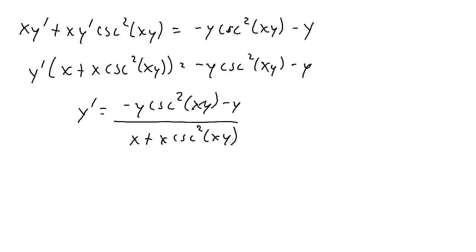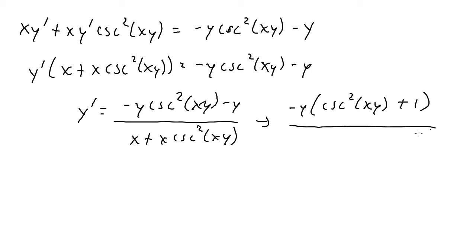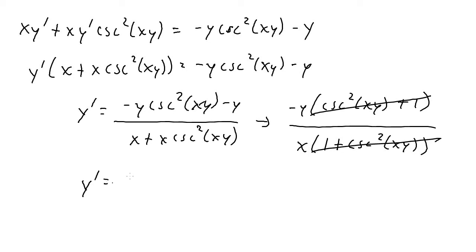Now I can actually simplify this even further because I'm going to go ahead and first factor out a negative y from the numerator. So we'll get negative y times, we have cosecant squared of x times y, and then plus 1, over, and then I'm going to go ahead and factor out an x from the denominator. So we get x times 1 plus cosecant squared of x times y. Now realize that 1 plus cosecant squared and cosecant squared plus 1 are the exact same thing. They will cancel, and so we're left with y prime equals negative y over x. And that's the final answer.